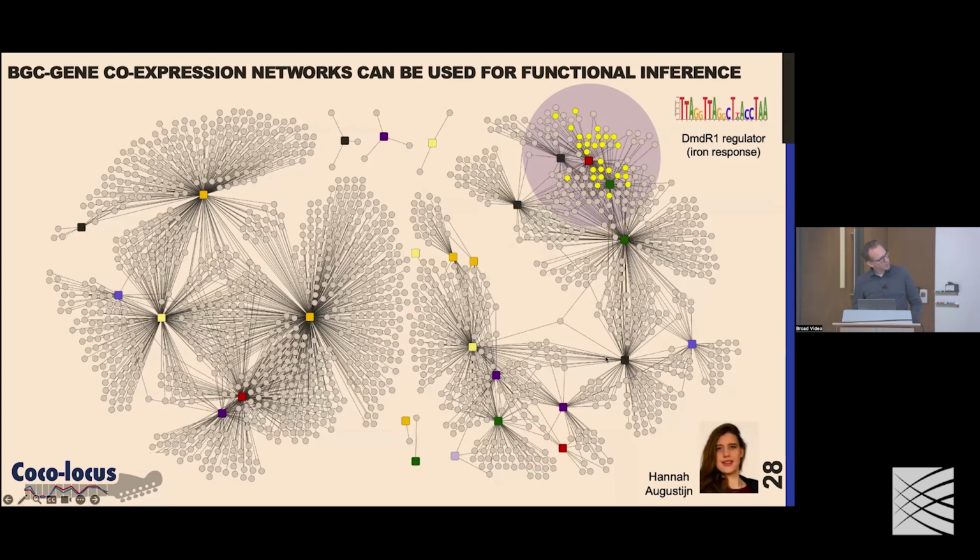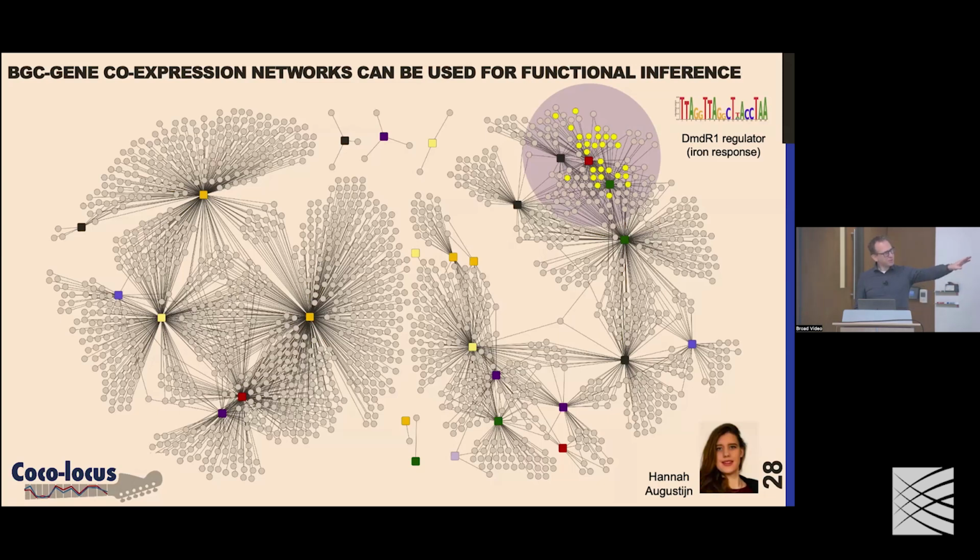Here you see, and this is work of Hannah, who is down here, who annotated this network and saw that all of the genes and the gene clusters over here have binding sites for this specific regulator called DMDR1, which is involved in iron response. Two of these three gene clusters, two of these three nodes over there, encode the biosynthesis of known siderophores, which are iron-scavenging molecules, which also play a key role in the battle for iron between microbes and the host and the microbiome.